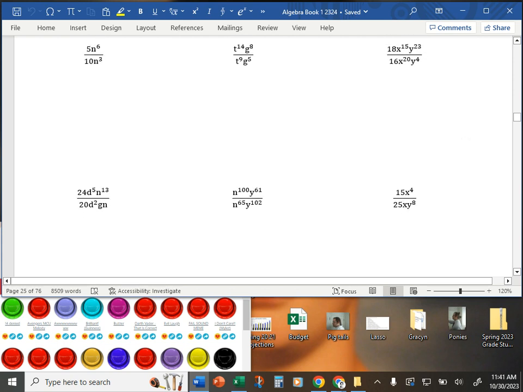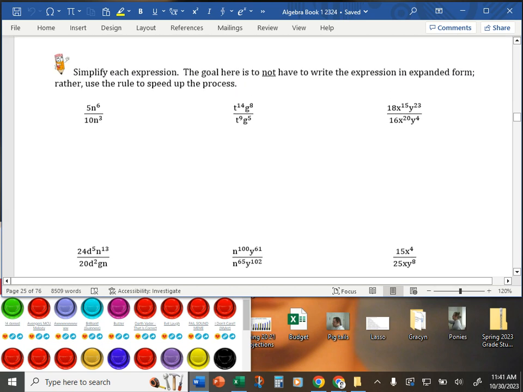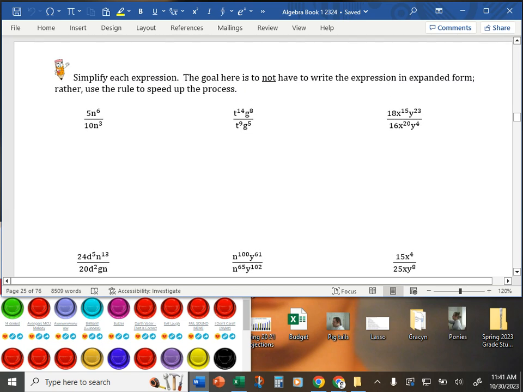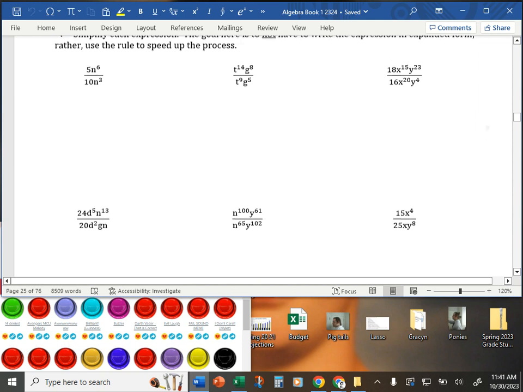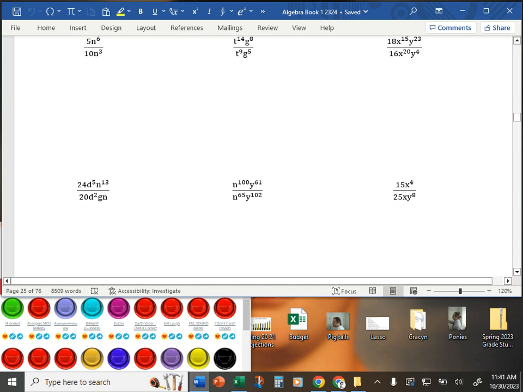which I don't want you to write out in expanded form, right? Let's all read the directions here. The goal is to not have to write each expression in expanded form, but instead use the rule. What are we going to do here? 6 minus 3. We're talking about the n to the 100th y to the 61st, the one that I pointed out earlier. Using the rules, we don't have to write this out in expanded form. I do not want to become the world's least favorite teacher. What are we going to do instead?